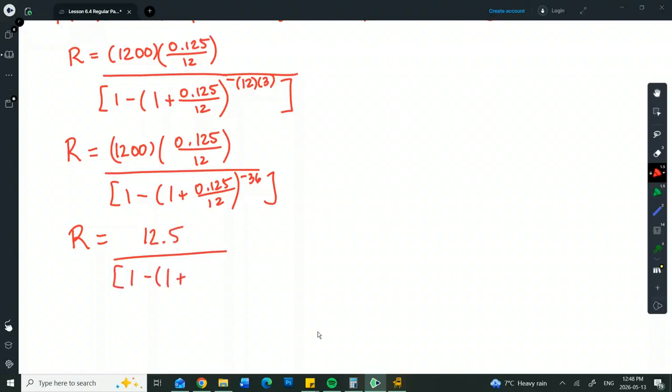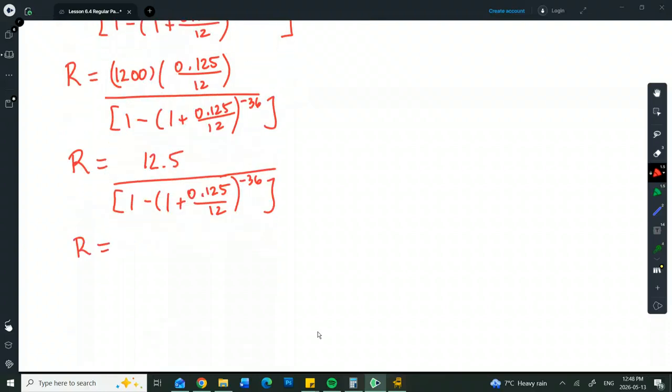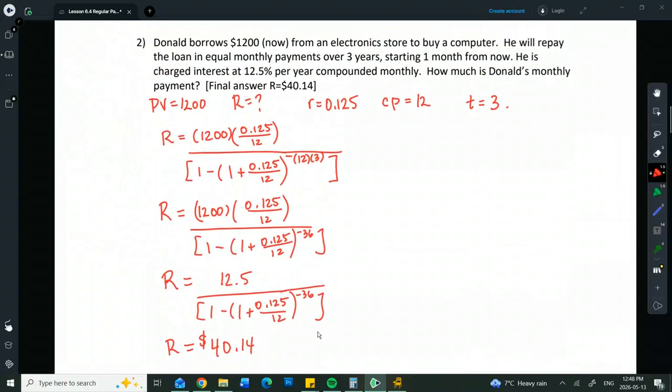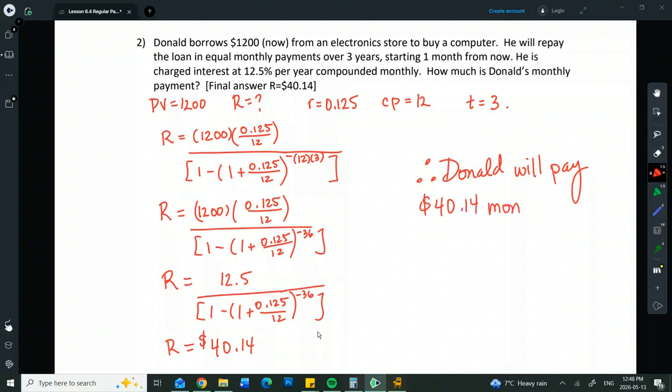You get, Gabe? Perfect. Okay, so if we try that in our calculator, we should get $40.14. And can you give me a final statement for this one? What does this mean in the context of our question? Perfect. So Donald will pay $40.14 monthly for 3 years to repay his loan.